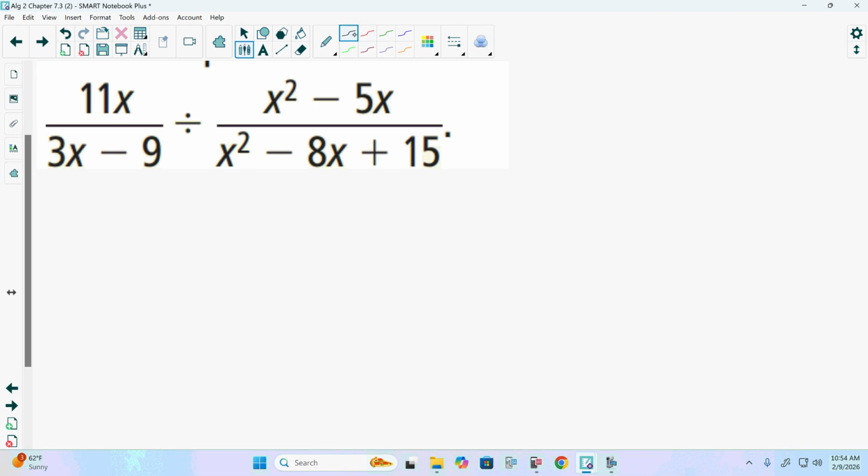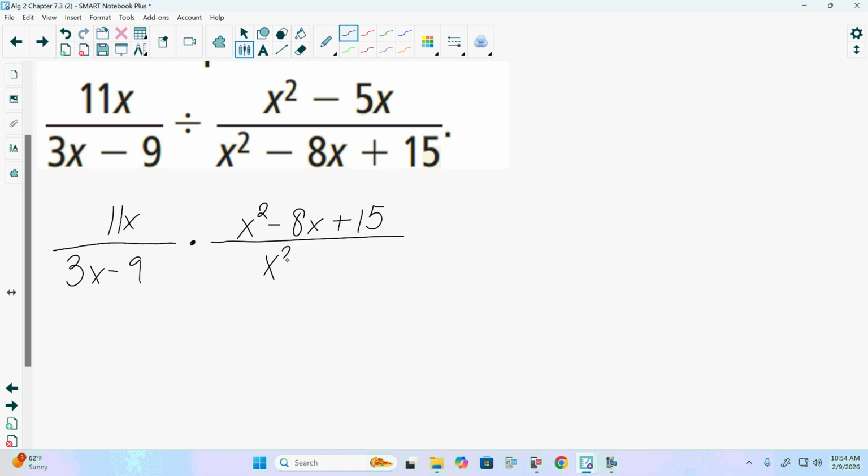Let's look at the second one. 11x over 3x minus 9 divided by x squared minus 5x over x squared minus 8x plus 15. Again, the first thing I would do with any of these here, keep the first one the same, change it from division to multiplication, and flip the second. So the top of this second expression is going to become x squared minus 8x plus 15. The bottom is going to become x squared minus 5x.